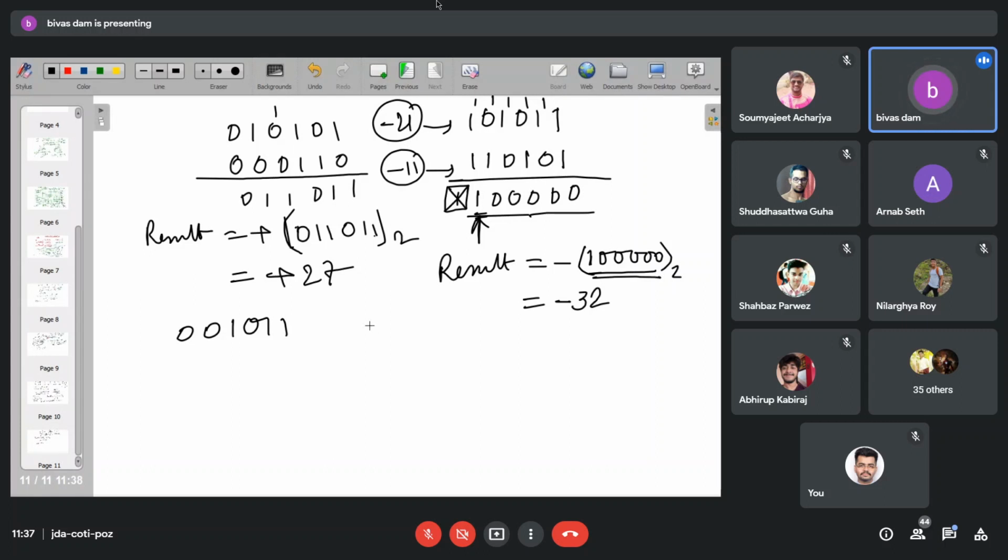And finally, plus 21 and plus 11. Plus 21 is 0, 1, 0, 1, 0, 1. Plus 11 is 0, 0, 1, 0, 1, 1. Is it not? Yes, sir. So this is 1, 0, 0, 0, 0, 0. Is there any end around carry? No, sir. So what should be the result?